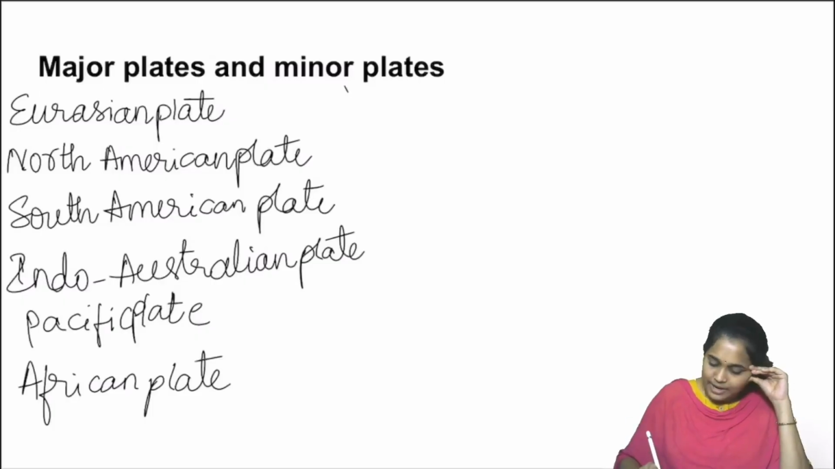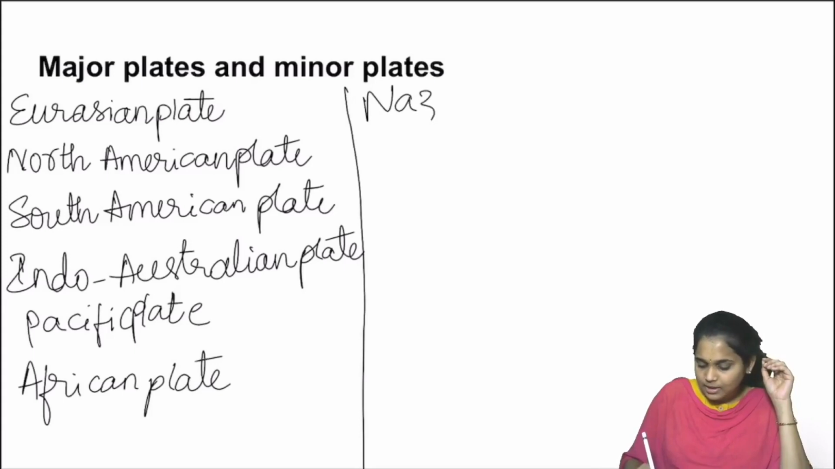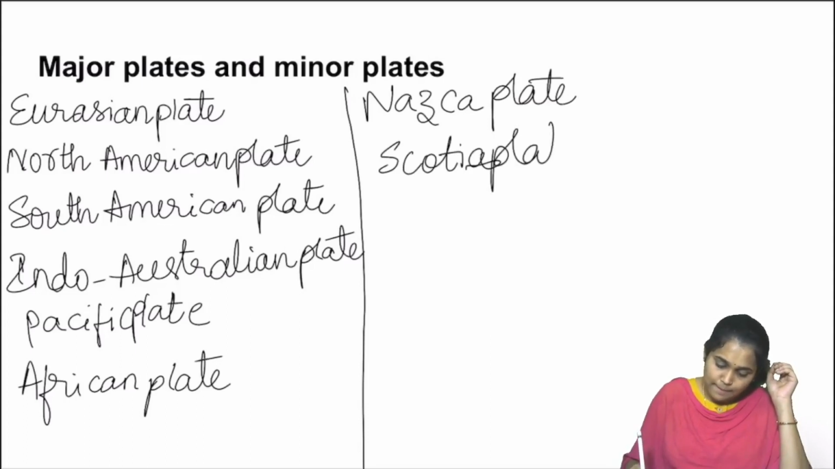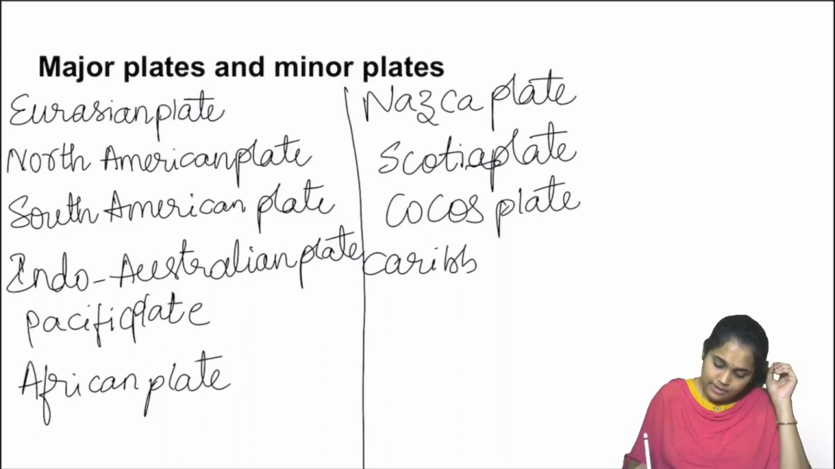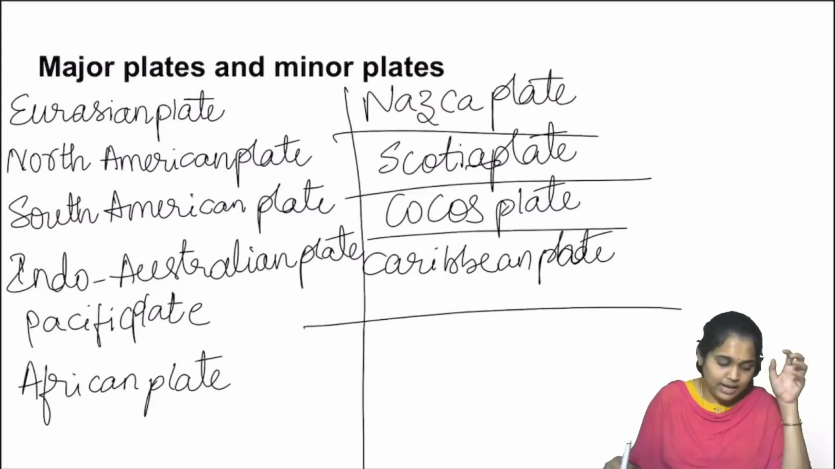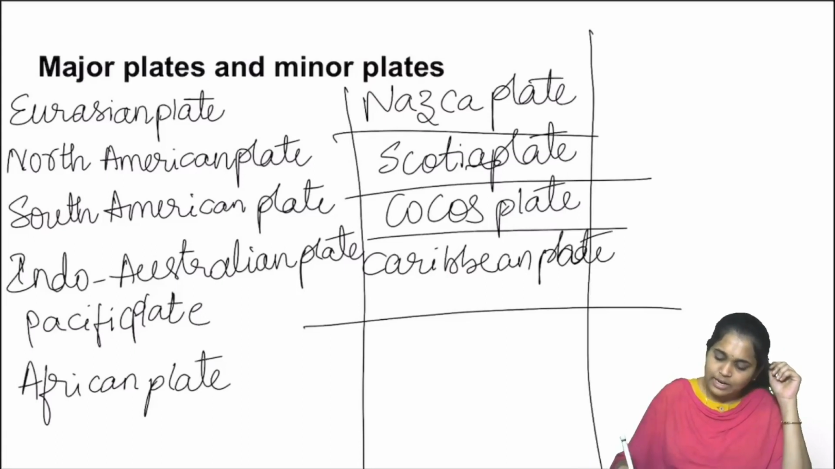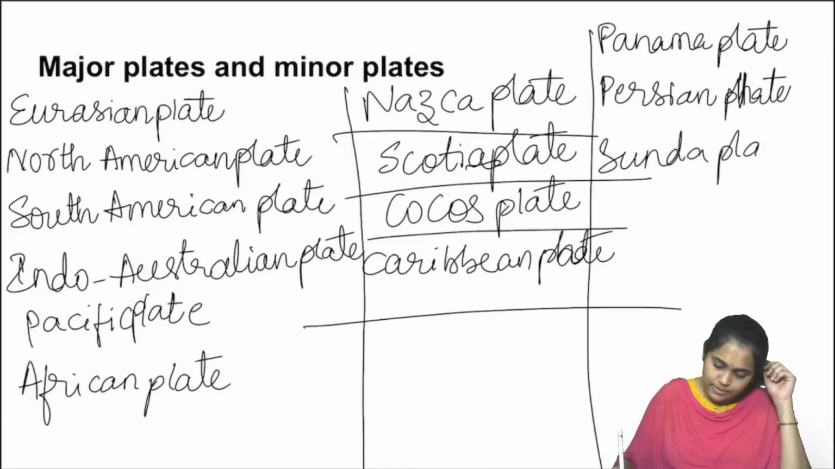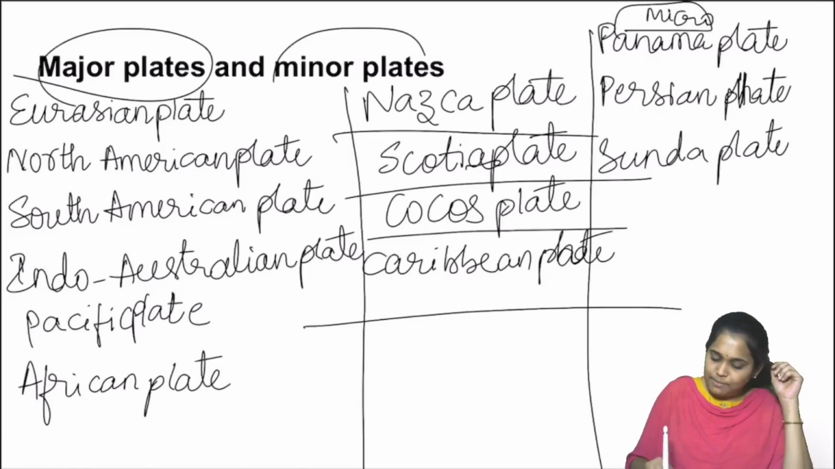And if you observe the minor plates, there are several minor plates like the Nazca plate, Scotia plate, Cocos plate, Caribbean plate, right? Like this you have several minor plates, and there are some microplates also, which are a little smaller than the minor plates, like the Panama plate, Persian plate, Sunda plate. So these are microplates, right? So these are major plates, minor plates and microplates.